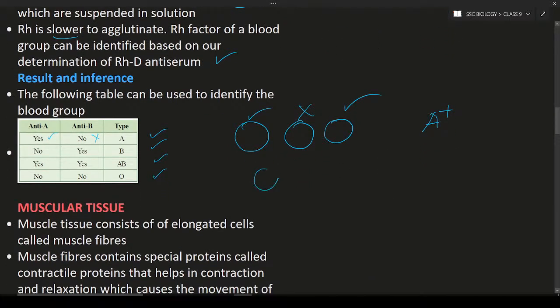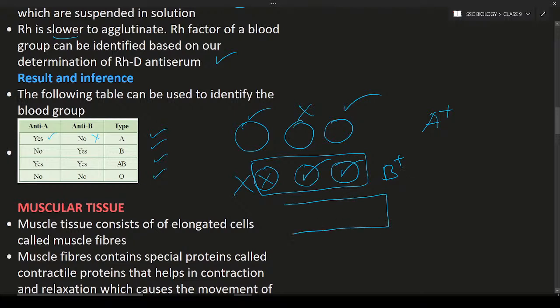Let us consider the second plate. In the second plate, three circles are there. No agglutination is seen in the first circle, agglutination is seen in the second circle, and agglutination is seen in the RH also. So what will be the blood group? The blood group will be B. Agglutination is seen in the RHD, so it will be positive. B positive.